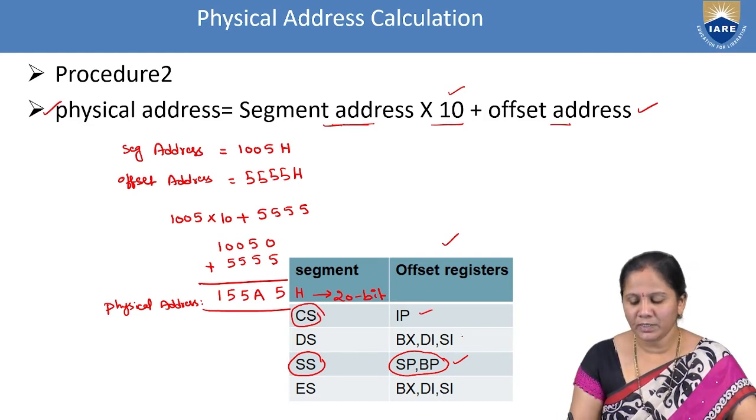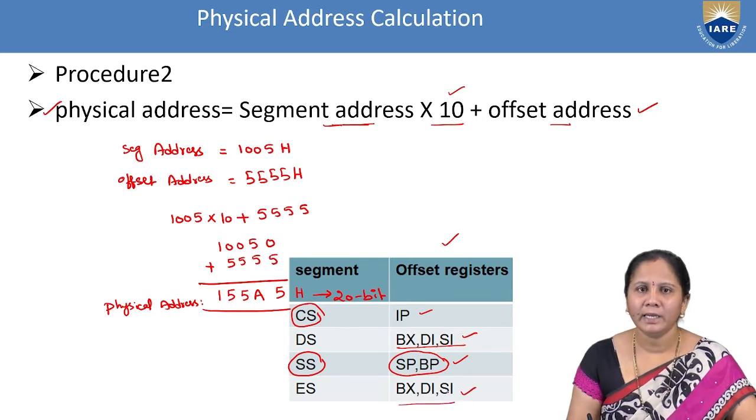Okay. But if we see here in the data segment and extra segment registers, the offset registers will be the same, which will handle the offset address. Like in this case also we have BX, DI and SI. In this case also we have BX, DI and SI.